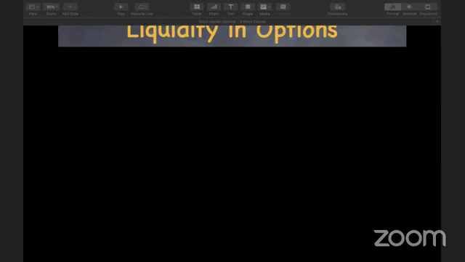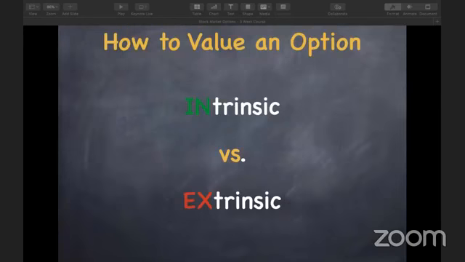Talked about liquidity. Again, not trying to show any old videos. Just want to keep moving through the slides on the recap. How to value an option chain. We value premium. The premium price has two components: intrinsic value and extrinsic value. The intrinsic value is the difference between the stock price and the strike price. And whatever's left over is the extrinsic value.